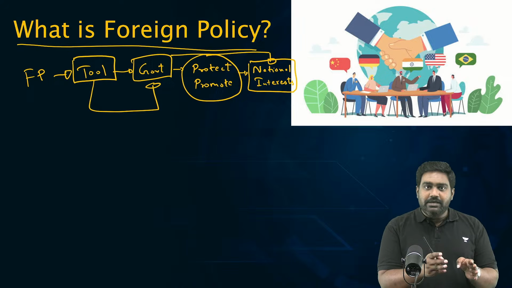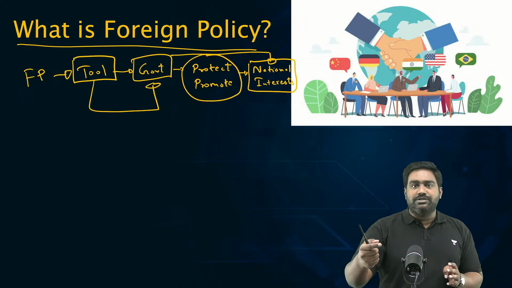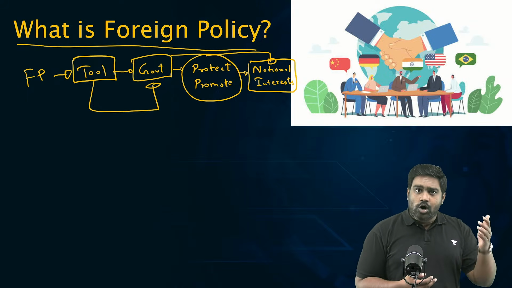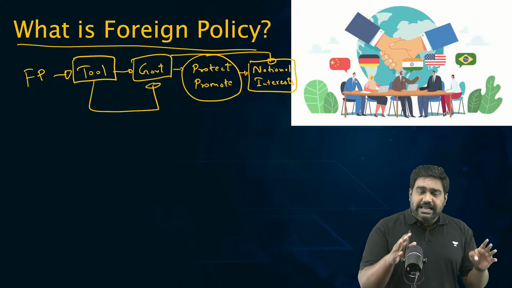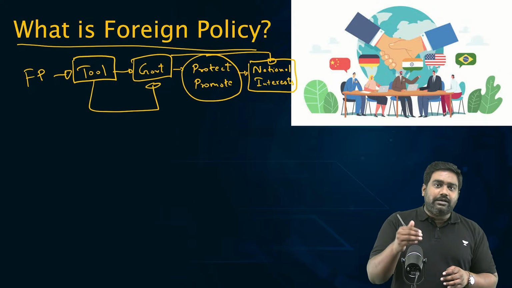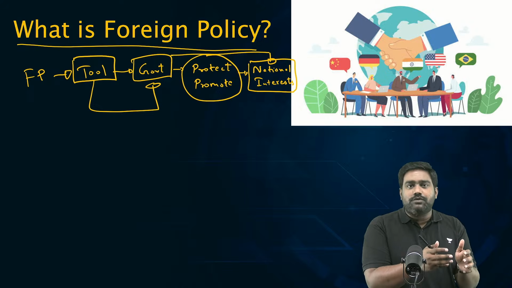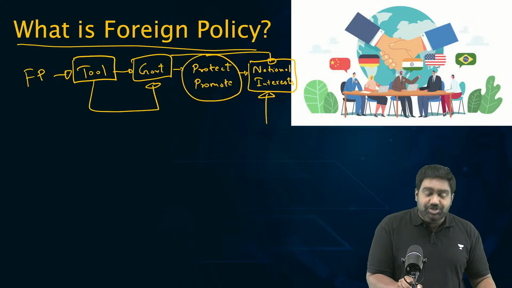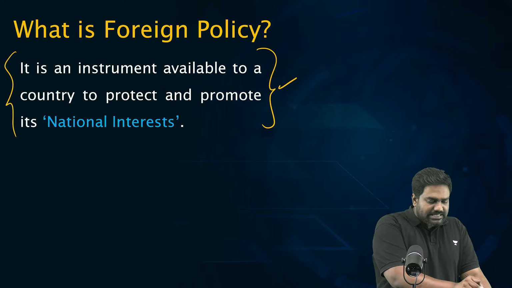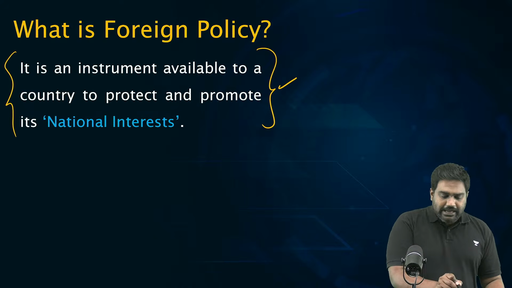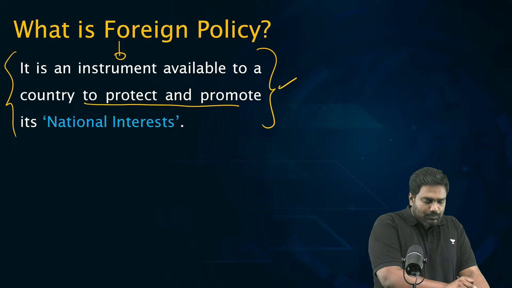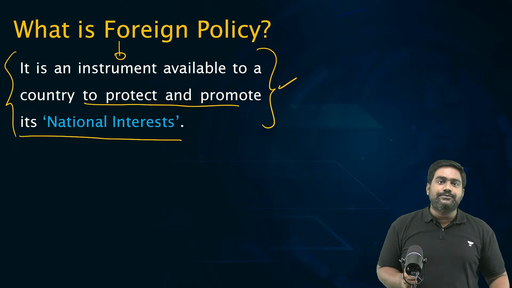A sovereign government will maintain external relations with neighbors and important global powers and global institutions and organizations. By maintaining these ties, the sovereign government is trying to protect and promote the core interests of the nation, which we call the national interest of that country. On the screen, you can see the standard definition as well. You can make a note of this. Foreign policy is an instrument available to a country to protect and promote its national interests.